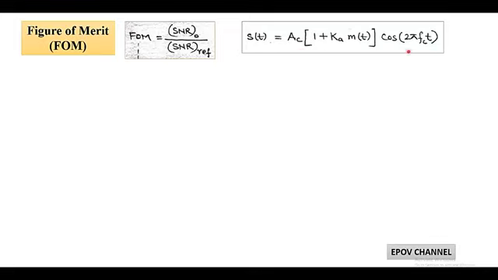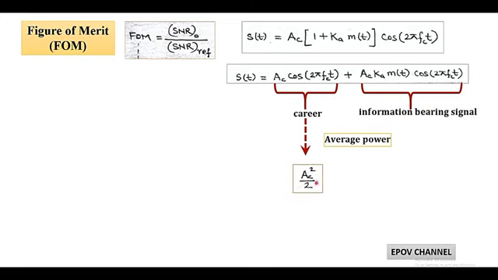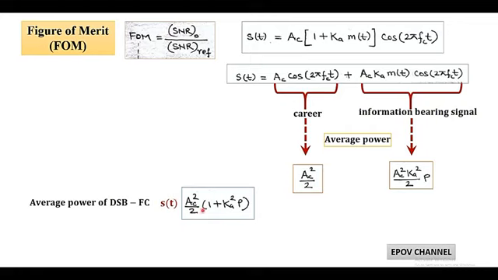Using this equation, we can find the average signal power. For this, first open the bracket and we get Ac cos 2πfct + Ac ka m(t) cos 2πfct. In the first term, the average power is Ac squared over 2, and in the second term, which contains the message signal, the average power becomes Ac squared ka squared over 2 times P. Here P is the average power of the message signal. After adding, the average signal power at the reference side becomes Ac squared over 2 times (1 + ka squared P).